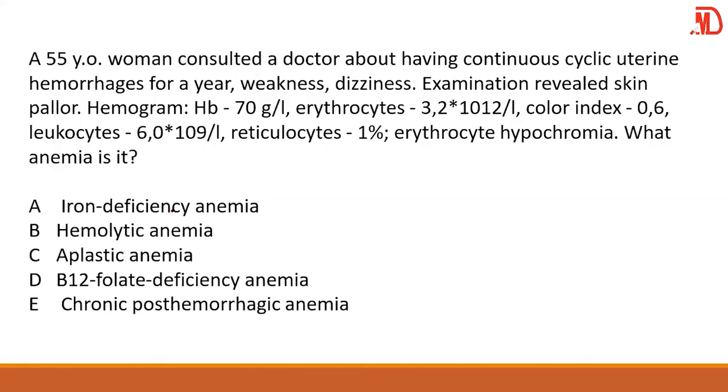We have a 55-year-old woman who consulted a doctor about continuous cyclic uterine hemorrhage for a year. Usually, when the patient develops anemia as a result of all these uterine hemorrhages, menstruation, they normally develop a chronic post-hemorrhagic anemia. Now there's weakness, there's dizziness, examination revealed pallor, again, there is anemia. Look at hemoglobin, 70. Erythrocyte, 3.2. Color index also was low.